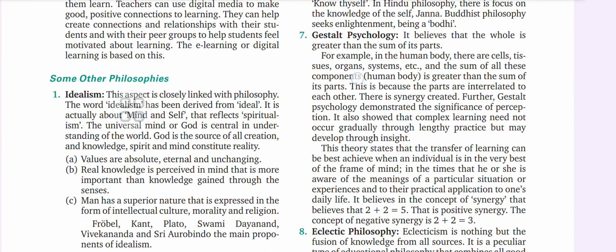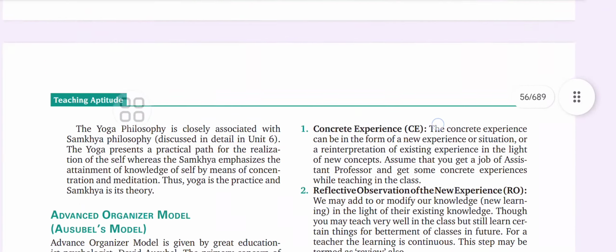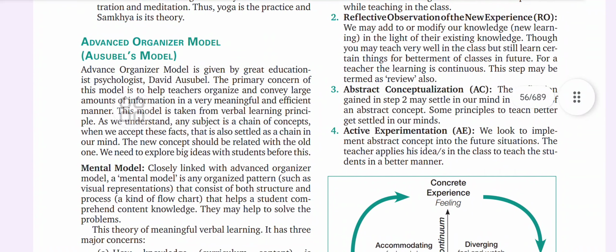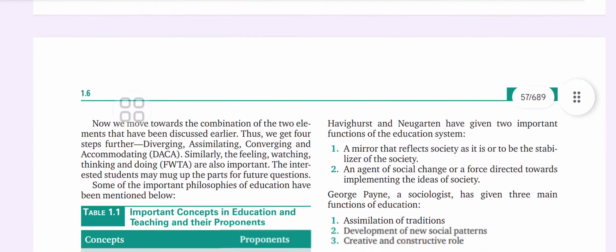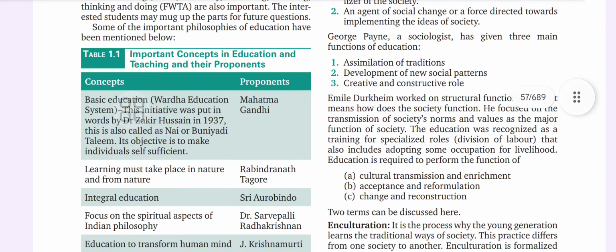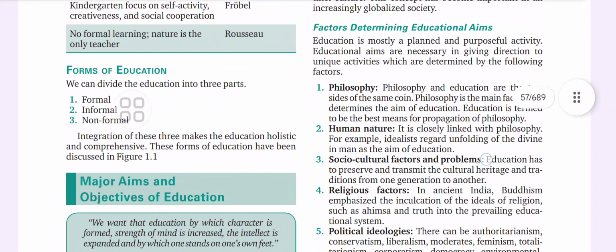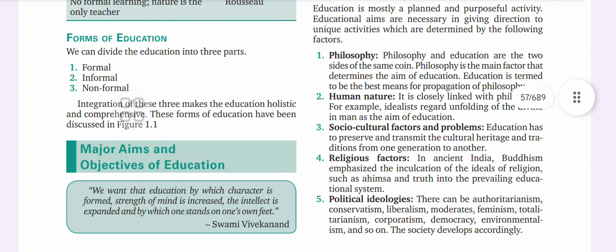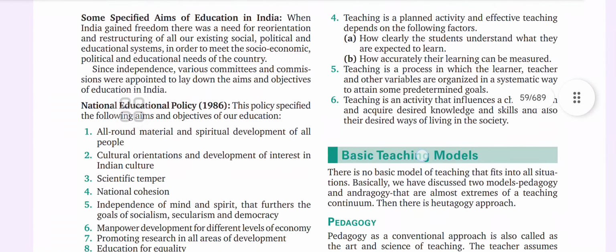There are certain other philosophies, idealism, rationalism, empiricism, all of which you know, you just need to revise. There is also a model, the advanced organizer model. It can be a mental model, or Kolb's learning cycle. There are important concepts in education and teaching and their proponents, which you need to study. Major aims and objectives. Forms of education we all know: formal, informal and non-formal, right? These are what we have described in short.